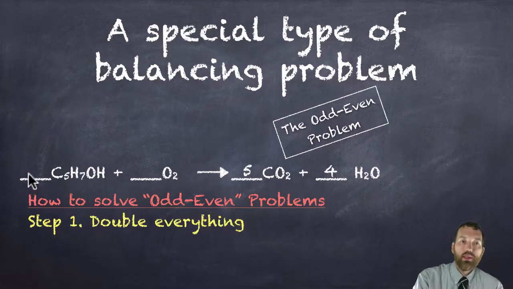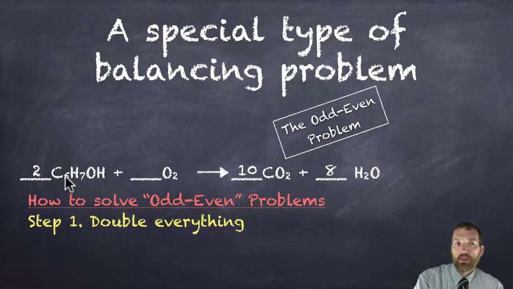Okay, so there's nothing here, but really this coefficient is a 1. We wouldn't write this formula if there wasn't at least one of them. So this is really a 1. We're going to double it to a 2. Remember, skip the one that you're stuck on, but the other ones that you've already balanced, double. So this 5 goes away and becomes a 10, and this 4 goes away and we double it to an 8. Now if we doubled everything correctly, everything should still be balanced.